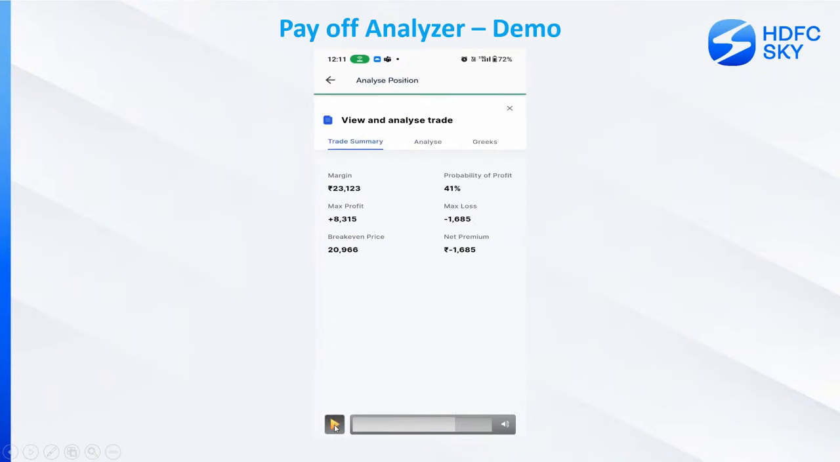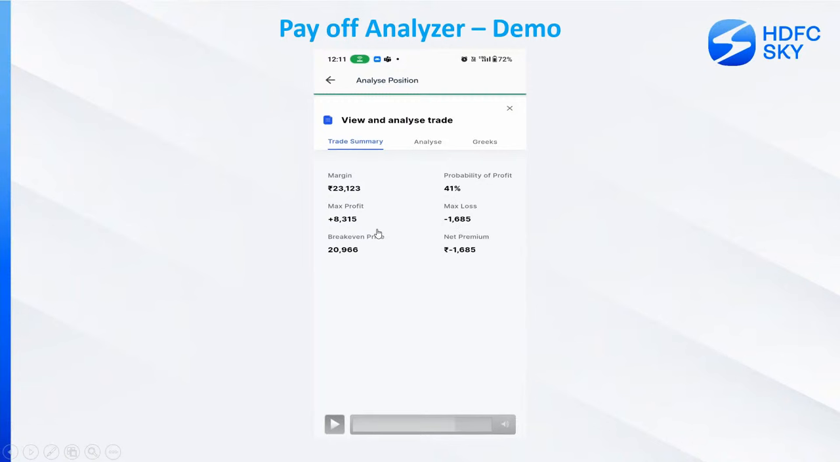Now this is a very interesting feature, trade summary, wherein you will be able to see all your trade summary, basically how much margin is blocked for doing this strategy. What is the probability of profit for this strategy? What is the maximum profit for this strategy? So 8,315 is my maximum profit if I do this strategy, and maximum loss is 1,685.